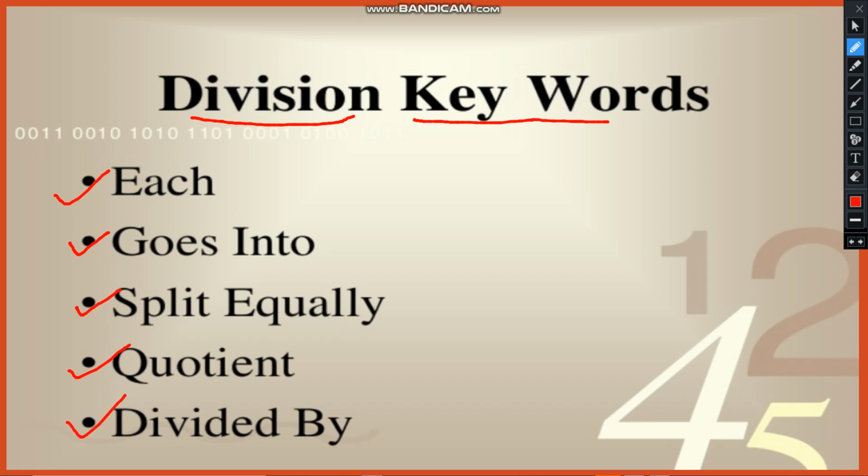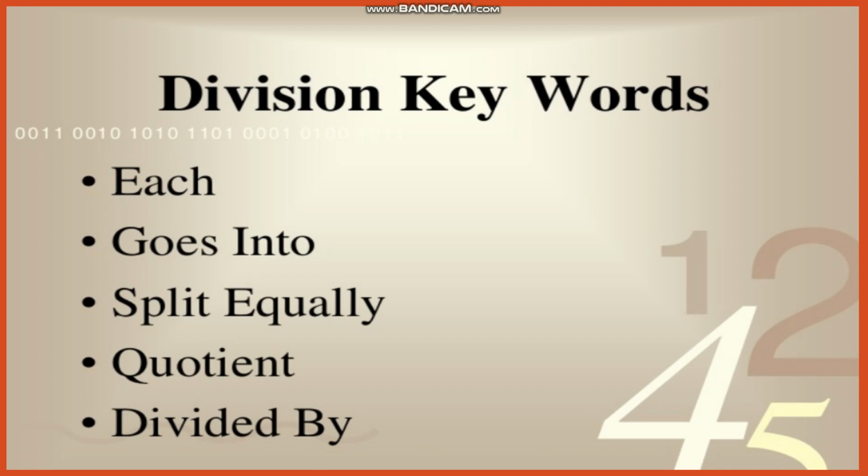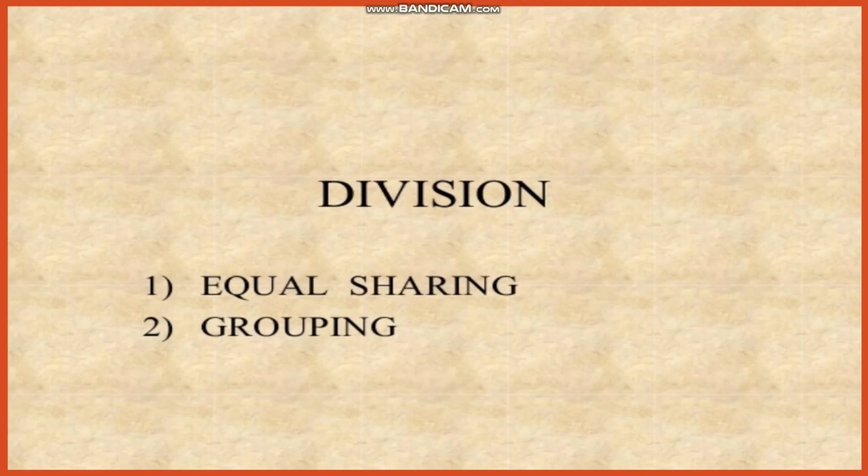Okay, so you have these keywords. Here I have discussed some. There can be others like divisor is this, remainder is this, equally grouped into. So all these words are used in division word problems and they are your keywords. So you have to underline them when you are reading your word problem.